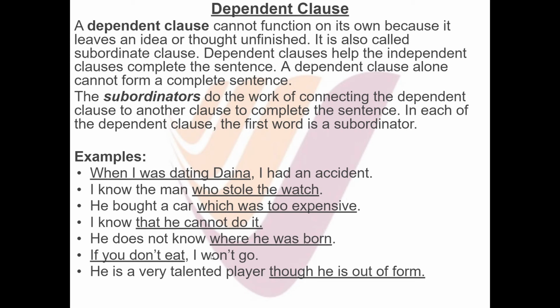If you don't eat, I won't go. He is a very talented player, though he is out of form. So here in the last sentence you can see he is a very talented player. So this is the independent or main clause, and the next one, though he is out of form, is the dependent or subordinating clause. It does not leave a complete idea or thought, and it leaves the idea unfinished, right?